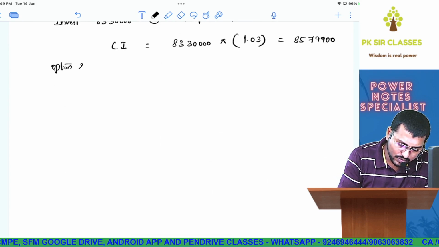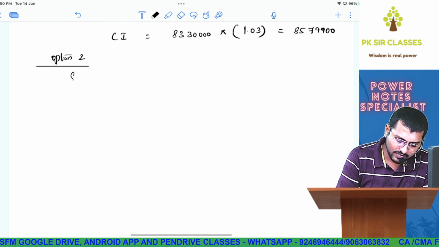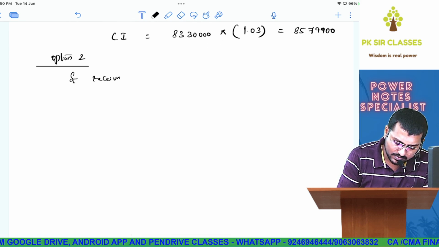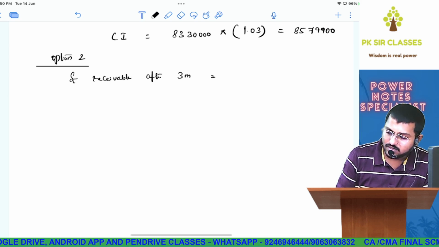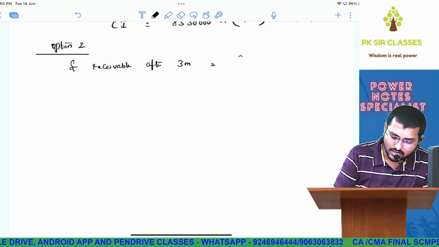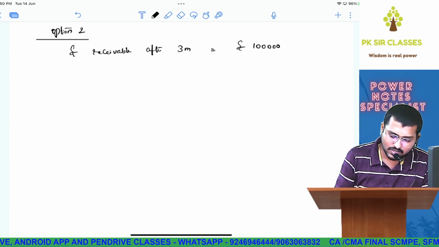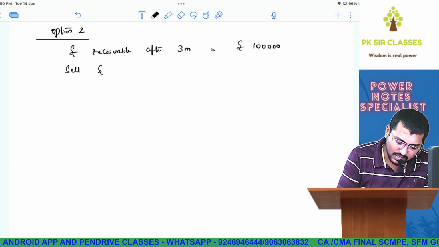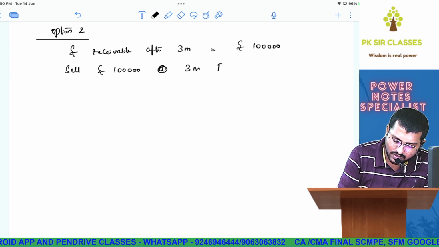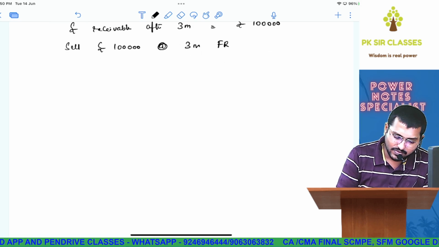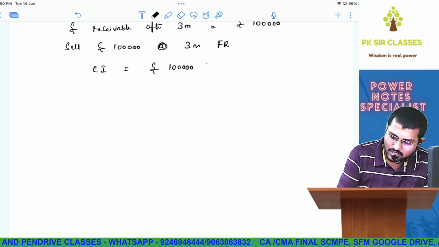Right. Next one, option 2. What about option 2? Receivable after 3 months. Correct? Pound receivable after 3 months equals 1 lakh pounds. Yeah, because we'll not be allowing any discount. Then you will be selling 1 lakh pounds at 3 months forward rate. Correct? Cash inflow is equal to 1 lakh pounds into what is the rate?